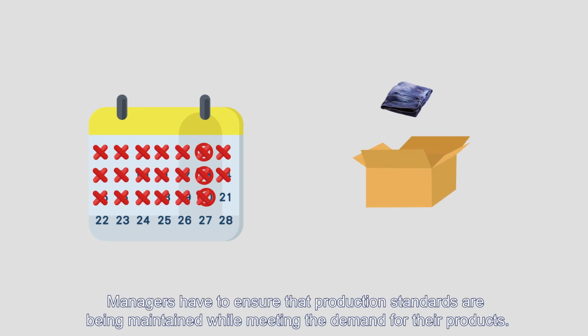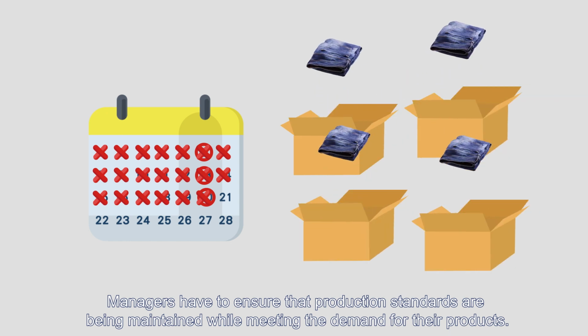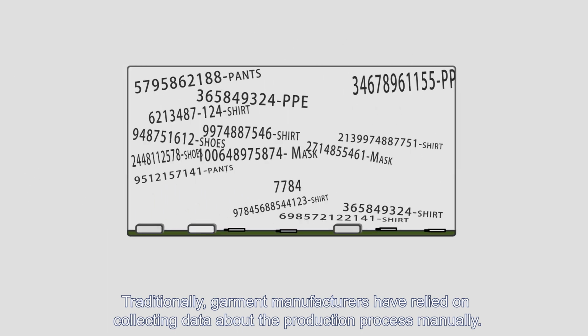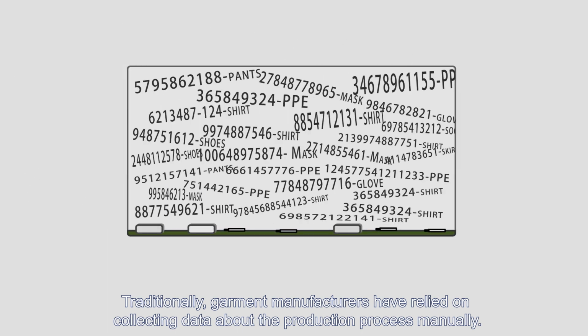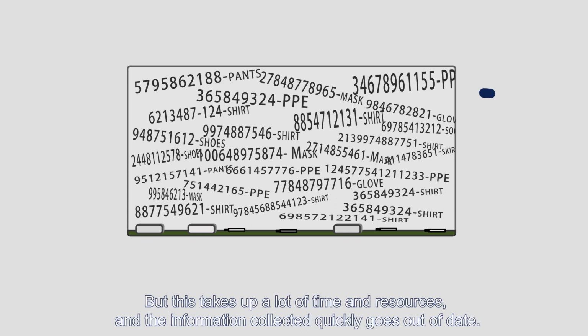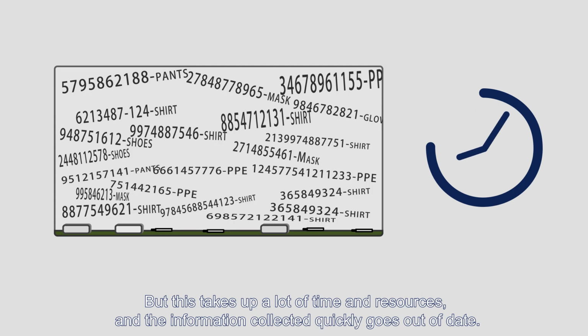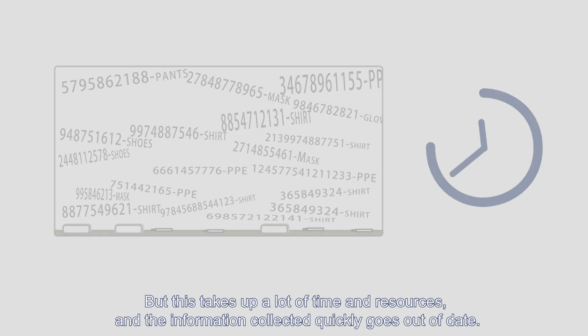In the garment industry, meeting production deadlines can be a daunting task. Managers have to ensure that production standards are being maintained while meeting the demand for their products. Traditionally, garment manufacturers have relied on collecting data about the production process manually. But this takes up a lot of time and resources, and the information collected quickly goes out of date.